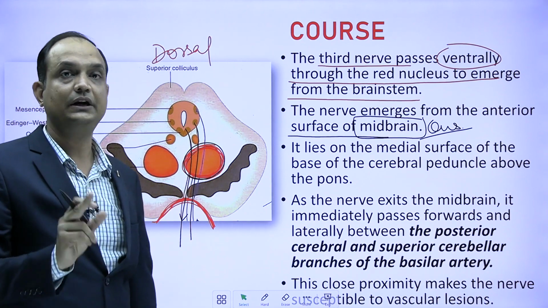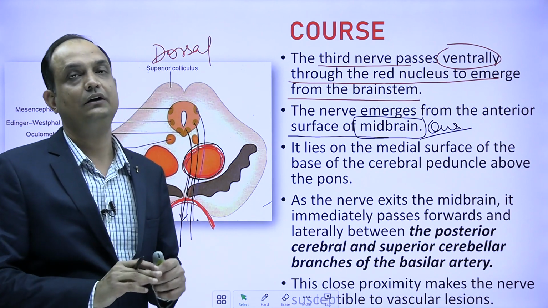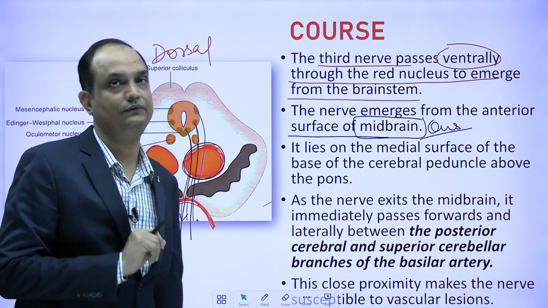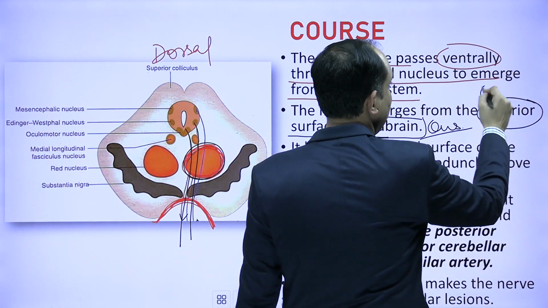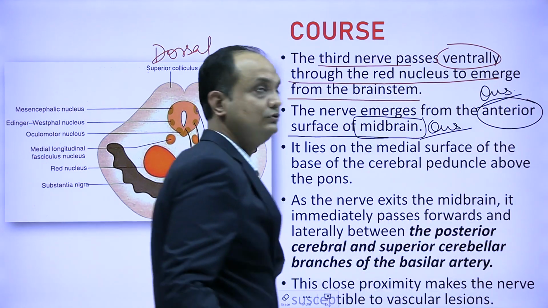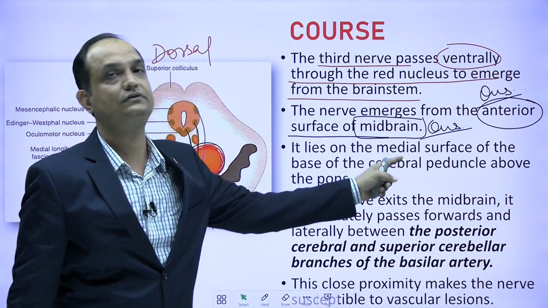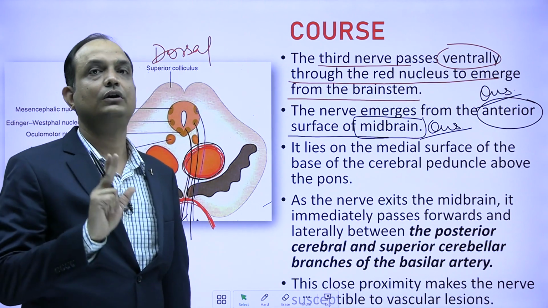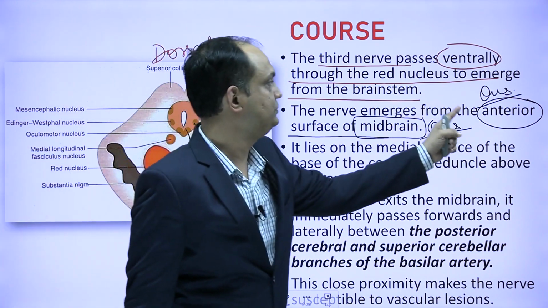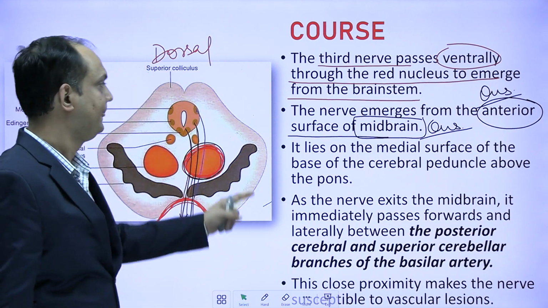But the fourth cranial nerve does not come out from the ventral surface. The fourth cranial nerve comes out from the dorsal surface. That's why the word anterior becomes important for your exam. Sometimes you have the question: which cranial nerve emerges from the anterior surface of the midbrain? The only answer is oculomotor, because trochlear emerges from the posterior surface of the midbrain, not the anterior surface.